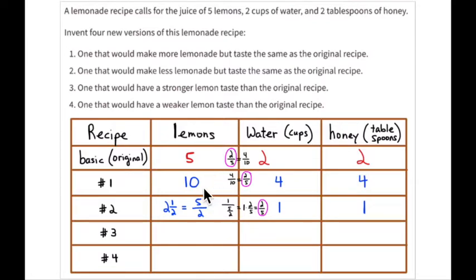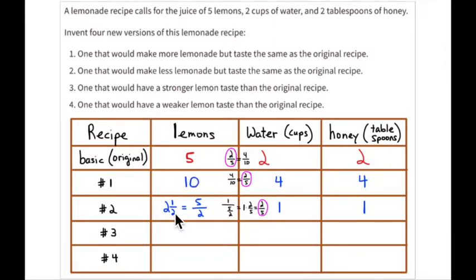So 5 times 2 is 10, 2 times 2 is 4, 2 times 2 is 4. Or I could use the constant of proportionality. So that means, in recipe number 2, you're going to make a lesser amount of lemonade but keep the flavor the same. So you would have to use 2 different scale factors for these rows. Going from the basic recipe to number 1, use a scale factor of 2. To go from the basic recipe to recipe number 2, you use a scale factor of 1/2. You cut everything in half.